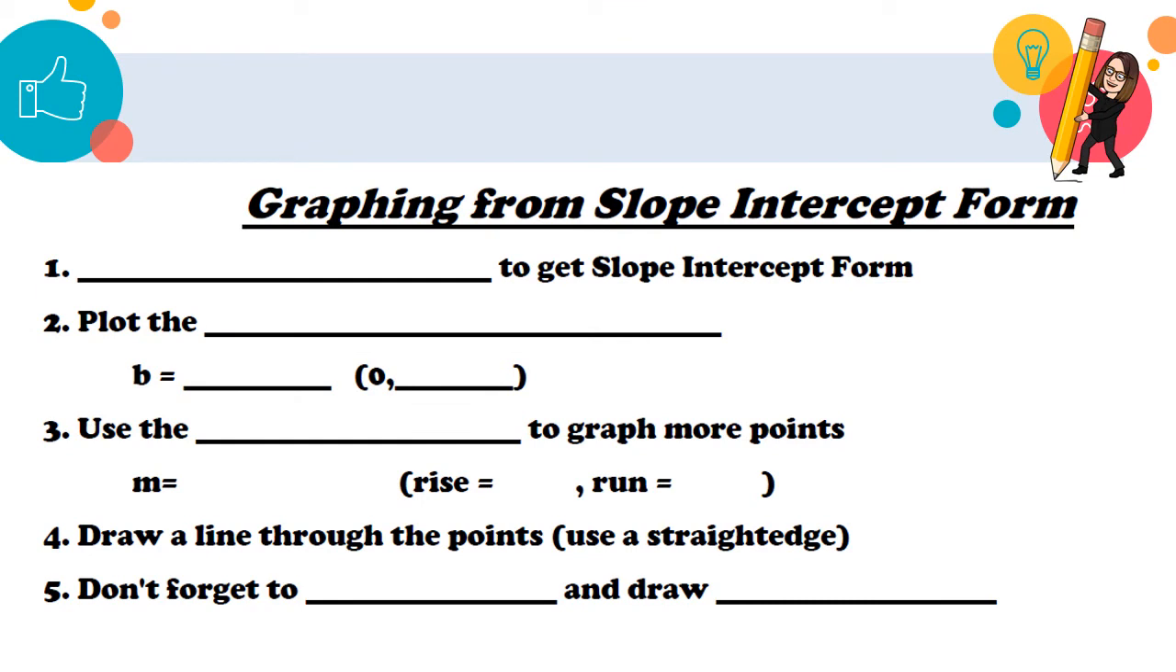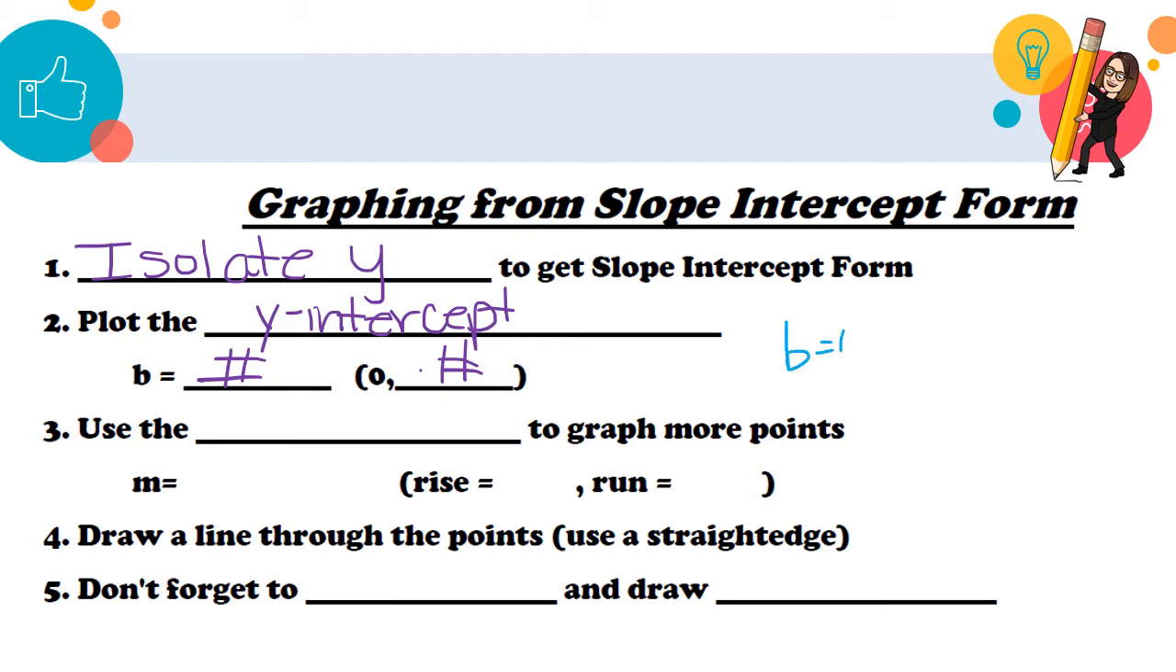All right, let's go over the steps on how to graph using the slope-intercept form. The first thing we need to do, that we have been doing over and over again, is isolate y. Once you isolate y, you will have slope-intercept form. Step 2, we're going to start by plotting the y-intercept. Remember that the y-intercept is a dot, so it's 0, a number. You might also write it as b equals that number. Think of b as the beginning. It's where I begin my graph.